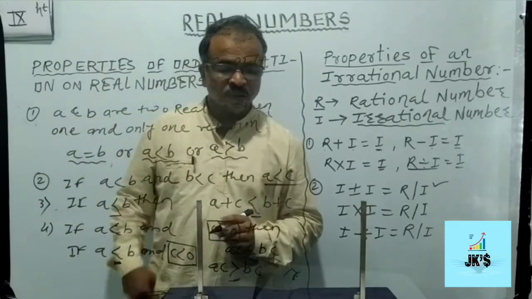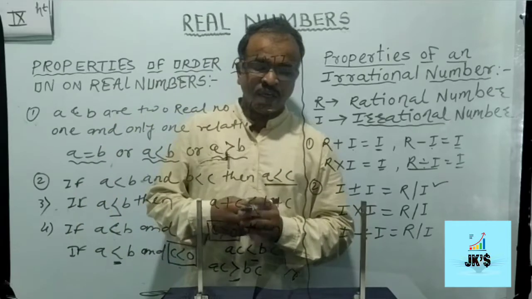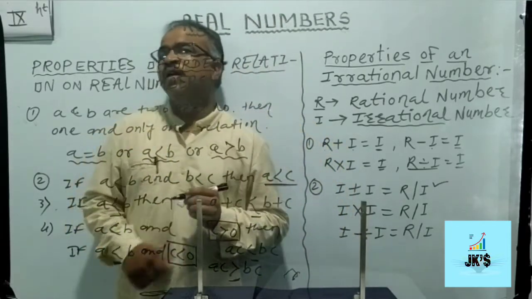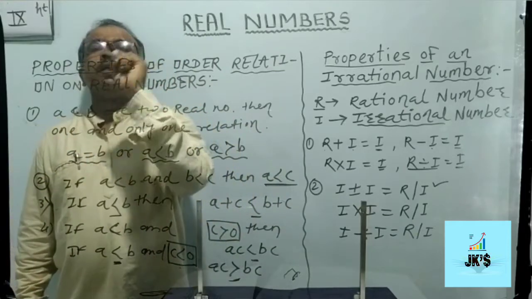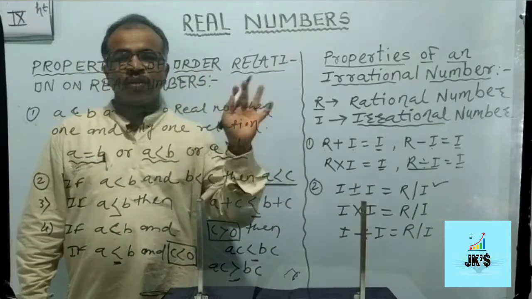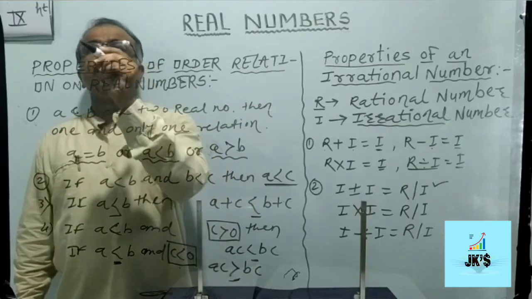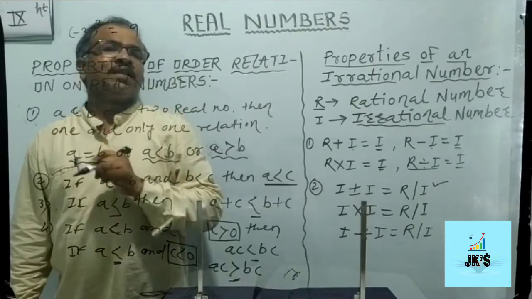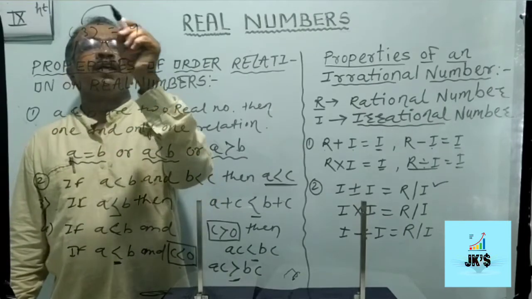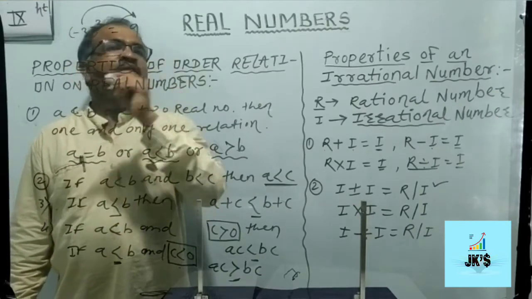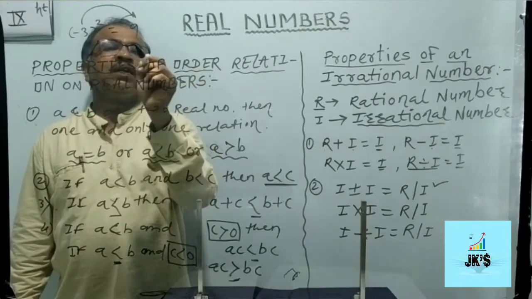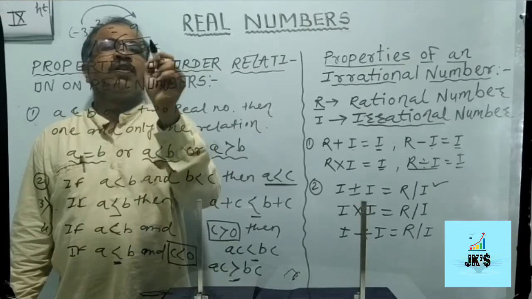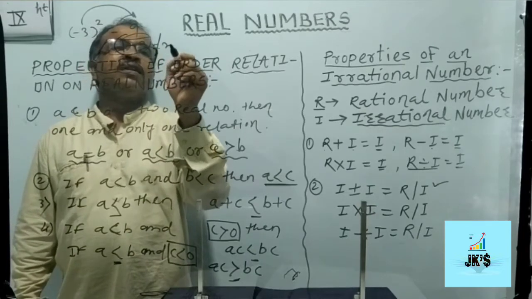The square root of a negative real number is not a real number. Why? Because there is no number whose square is negative. We know that minus 3 squared is 9. The square of a negative number is positive. So the square root of a negative number is not a real number.